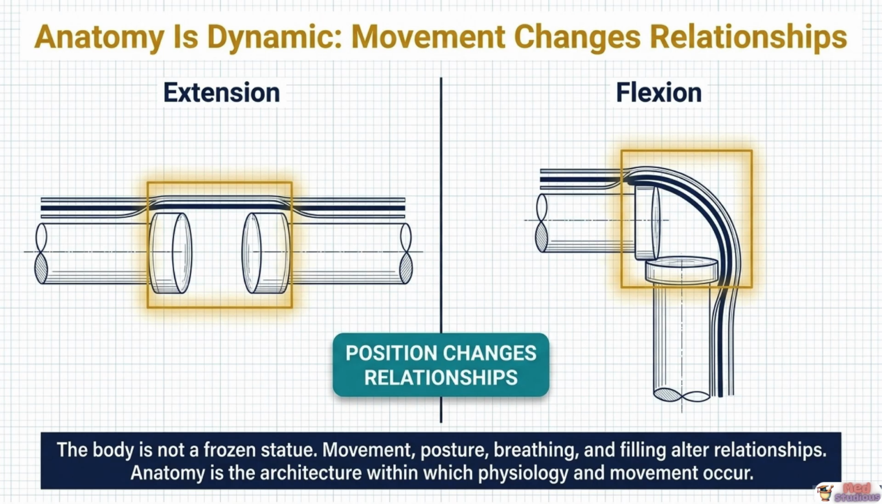Textbook diagrams often freeze the body in one position, but living anatomy moves. Joints rotate, muscles change length, the chest changes with breathing, and organs can shift with filling, posture, or movement. That means a useful three-dimensional model should be dynamic. When you look at a structure, ask not only where it is at rest, but what relationships may change when the region moves.